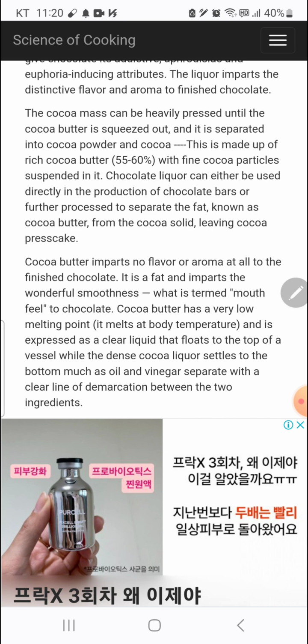Cocoa butter imparts no flavor or aroma at all to the finished chocolate. It is a fat and imparts the wonderful smoothness, what is termed the mouth feel, to chocolate. Cocoa butter has a very low melting point. It melts at body temperature and is expressed as a clear liquid that floats to the top of a vessel, while the dense cocoa liquor settles to the bottom, much as oil and vinegar separate, with a clear line of demarcation between the two ingredients.